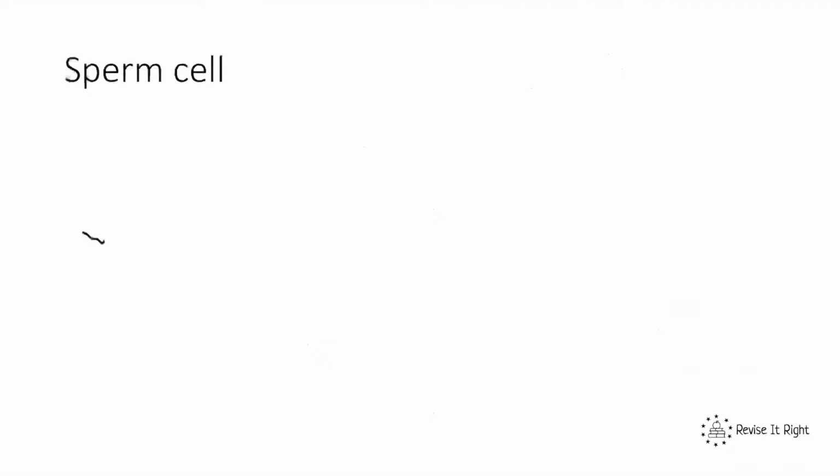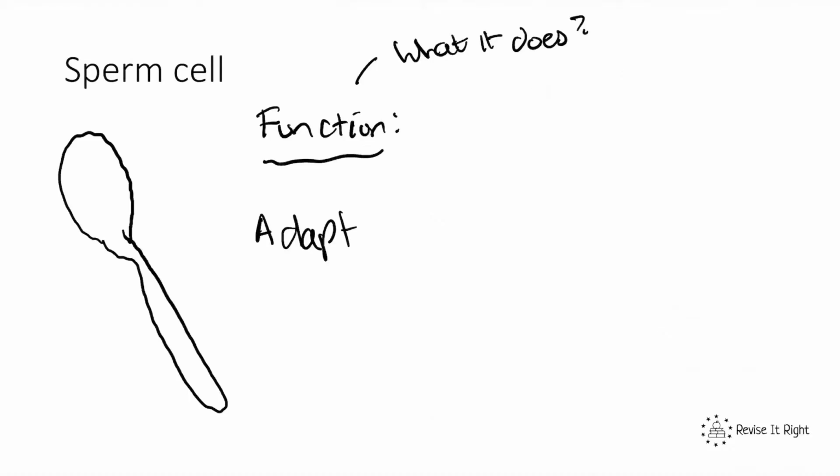Now, what we need to remember with both of these is the function, and when I say function, I'm talking about what it actually does. And also you need to learn some adaptations. The important thing with adaptations is what that cell actually has that other cells don't have to make it good at what it does. So what adaptations does that cell have that makes it good and efficient at the function it has?